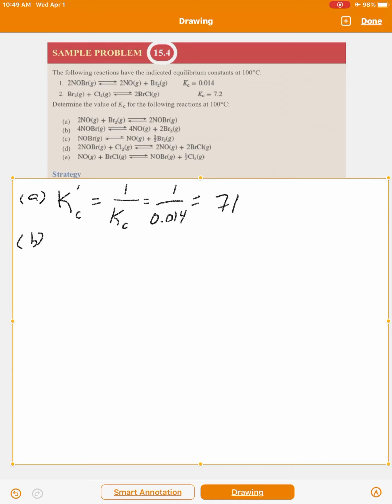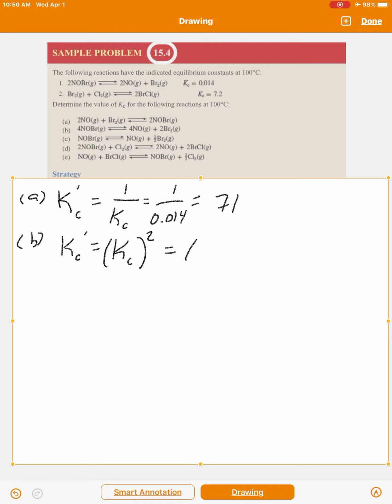Now in B, it looks like it's the same equation as 1. It's NOBr turns into NO plus Br2, but they've doubled everything. So instead of 2 NOBr, it's 4. And instead of 2NO, it's 4. And instead of Br2, it's 2 Br2. So they doubled everything. When you multiply the equation by a number, you raise the value of K to that power as an exponent. Since we multiplied it by 2, we raised K to the power of 2. If we had multiplied it by 3, we would raise it to the third power. So it's just Kc squared.